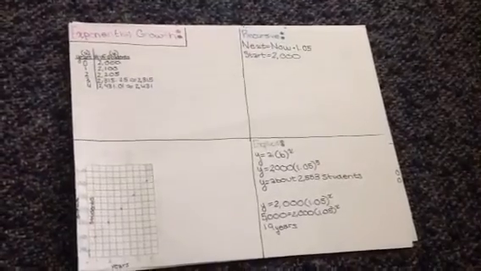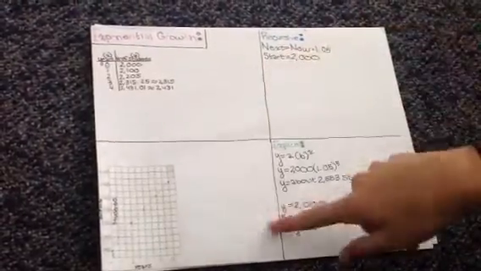Okay, for the second part, we're trying to find out how many years for 5,000 students. So you have to put 5,000 for the y, and then you just have to plug in numbers to figure it out, and we got 19 years. And here we have our graph and our chart.